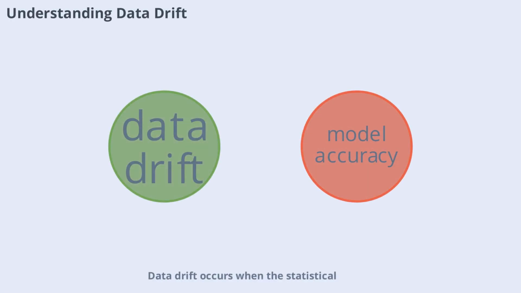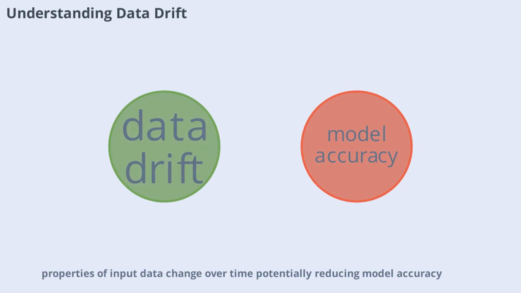Data drift occurs when the statistical properties of input data change over time, potentially reducing model accuracy. This can happen due to seasonality, market trends, or changes in user behavior. Detecting data drift early is vital for maintaining model performance. Regularly comparing new data distributions to the original training data helps identify drift. When detected, you can investigate causes and decide whether retraining or other interventions are necessary.